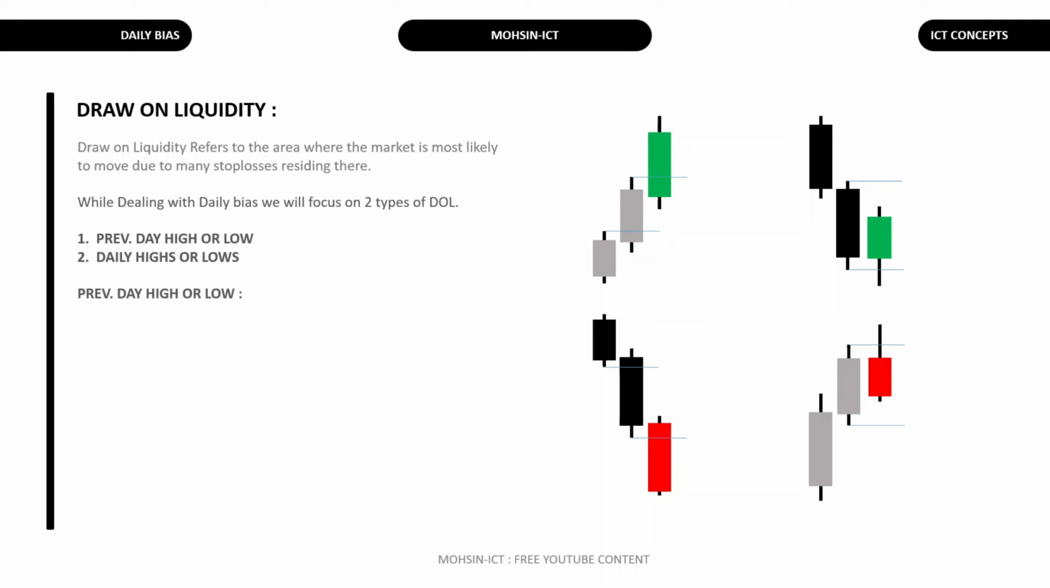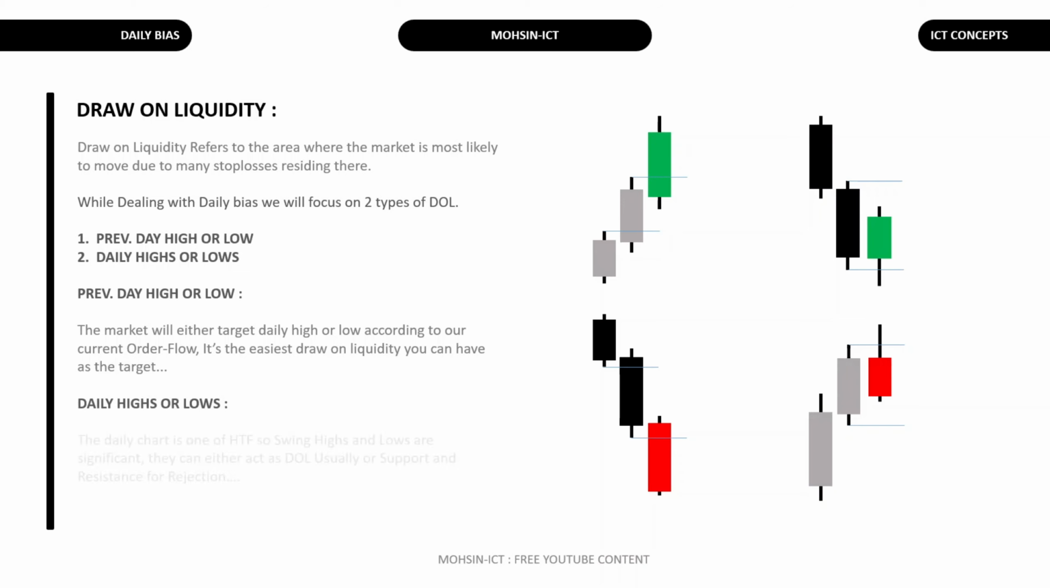For the previous day's high or low, the market will either target the daily high in a bullish market and the daily low in a bearish market according to our current order flow. It's by far the easiest drawn liquidity you can have as the target. Then we have daily highs or lows. As you know, the daily chart is one of the significant higher time frames, so swing highs and lows there are very significant. They can either act as drawn liquidity, which is due to be tested, or support and resistance for the rejection. In any case, both of these are very significant.